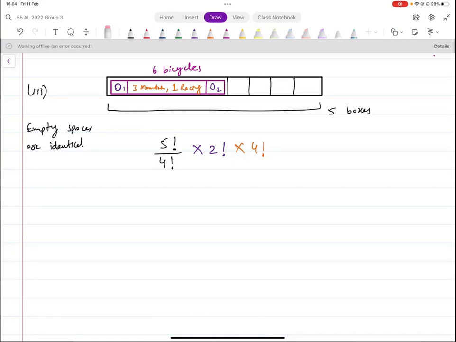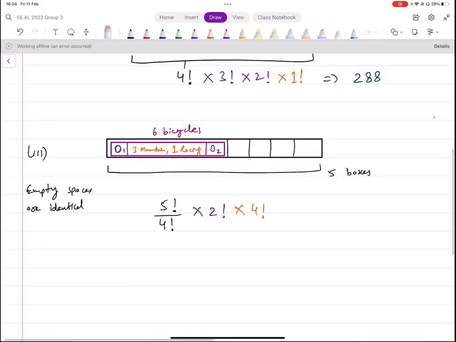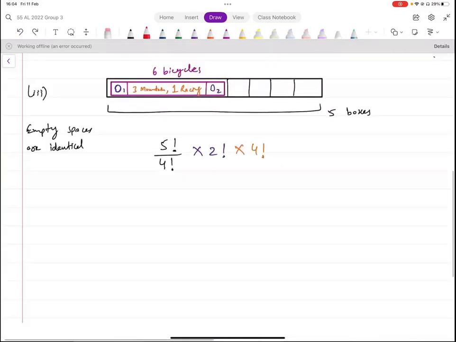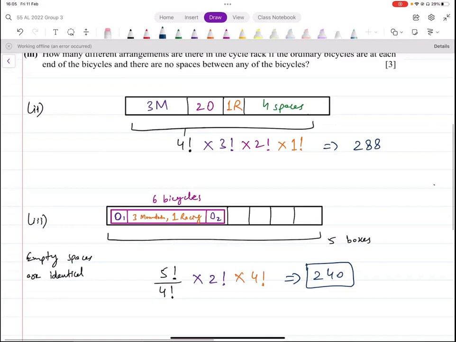Spaces identical थे. Right? उसने bicycles का बताया हुआ था ऊपर. They are different. Clarify भी किया हुआ वहाँ पे. Is this okay? Yes, sir. So what do we get from this? 240. So this is the number of arrangements that we have here.